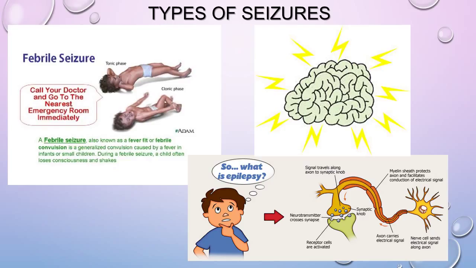Then we have absence seizures. These were formally called petit mal seizures. Onset is between 4 and 12 years of age, and they're more common in girls than boys. It is an abrupt onset. It's often mistaken for not paying attention or staring into space. You want to look at table 45-3 on page 1448 for comparison of seizures.